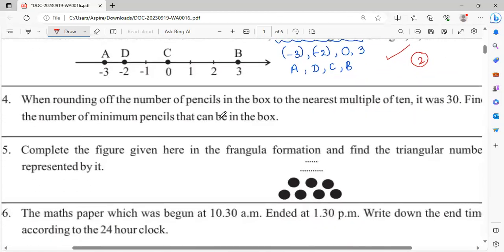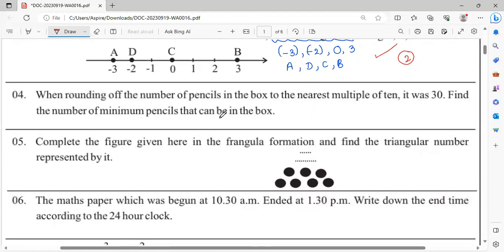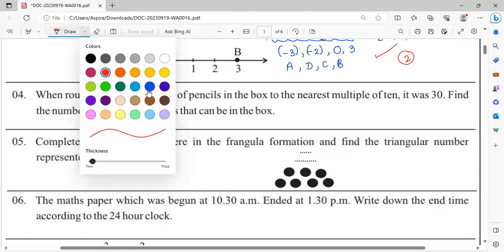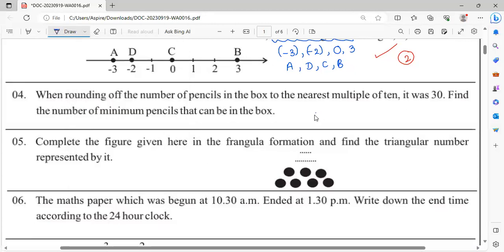Fourth question. When rounding off the number of pencils in the box to the nearest multiple of 10, it was 30. Find the minimum number of pencils that can be in the box. Here you have to guess the minimum number of pencils. When we round off that particular number to the nearest tens multiple, it is 30.